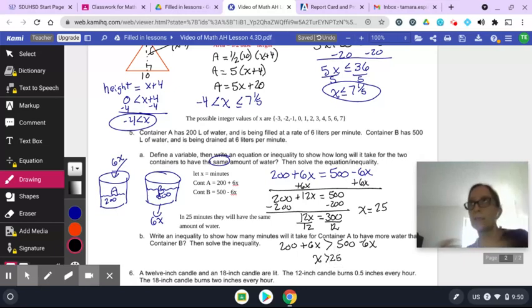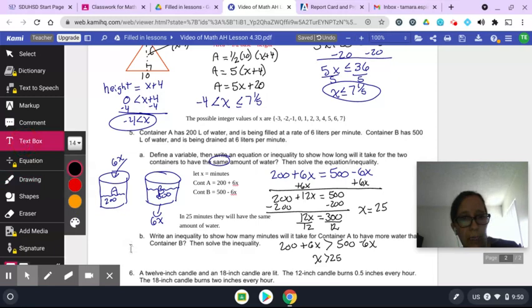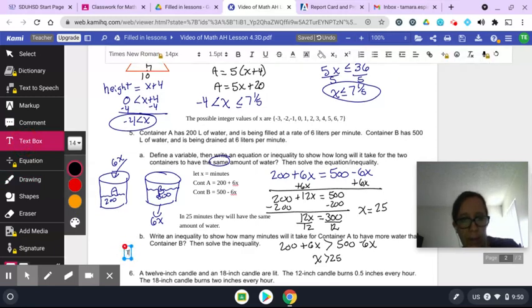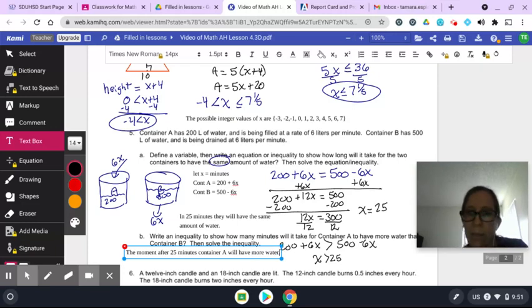Okay, so I can't say 26 minutes because there's time between 25 and 26. And I can't say 25 and a second because you can get down closer than a second. So we're just describing the time after that as the moment. So the moment after 25 minutes, container A will have more water. However long it takes for that next little tiny drip to come down, that's when it will have more water.